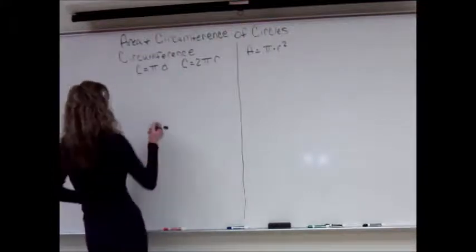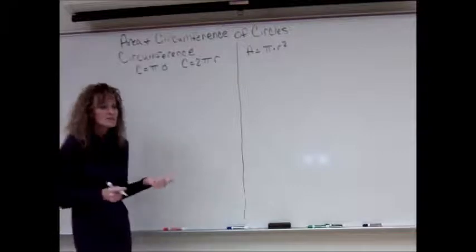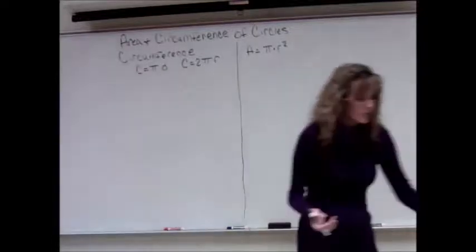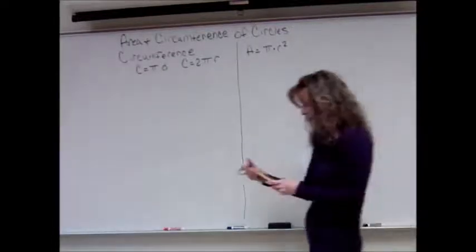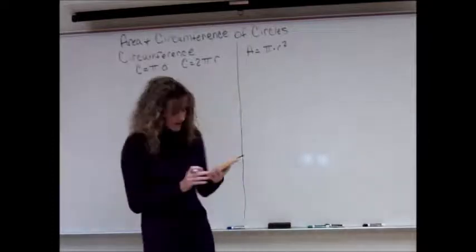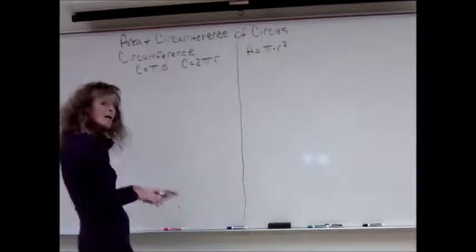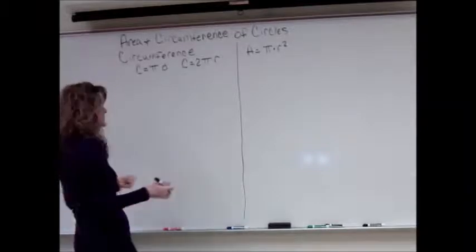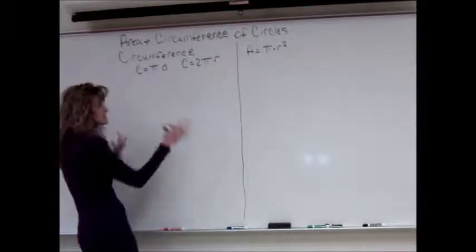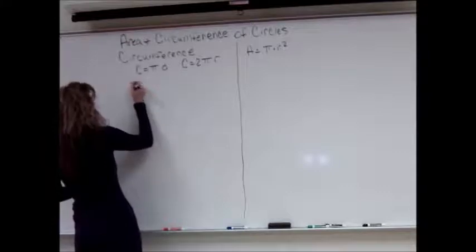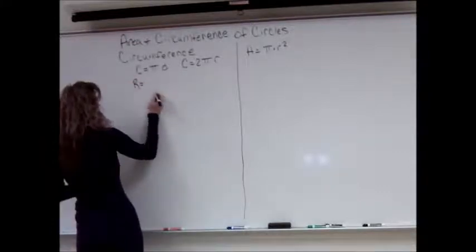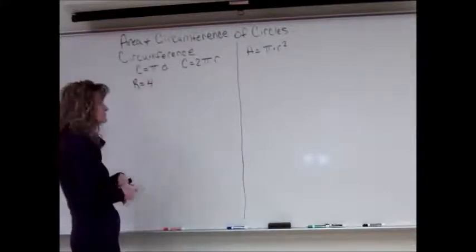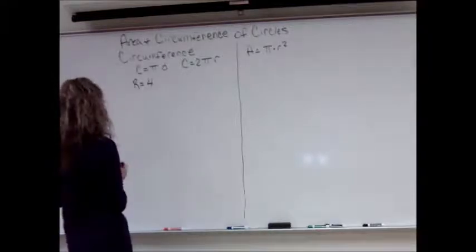Okay, so let's work a couple problems. We're going to work it using 3.14 for pi. We're going to also work it in terms of pi. That means we're not going to plug a number in there for pi. We'll just leave the symbol. So first let's start out with a radius of 4. 4 inches, 4 centimeters, it doesn't matter.